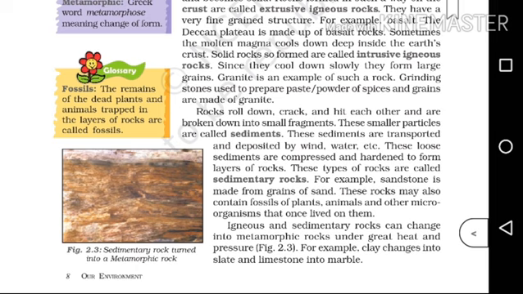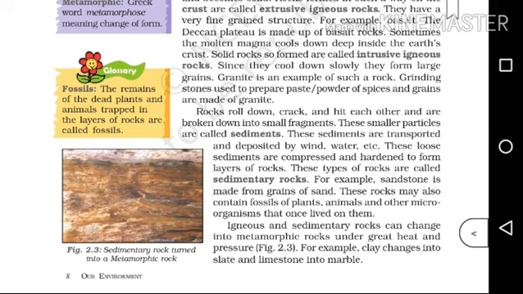Sometimes the molten magma cools down deep inside Earth's crust. Solid rocks so formed are called intrusive igneous rocks. Since they cool down slowly, they form large grains. Granite is an example for such a rock. Grinding stones used to prepare paste or powder of spices and grains are made of granite.